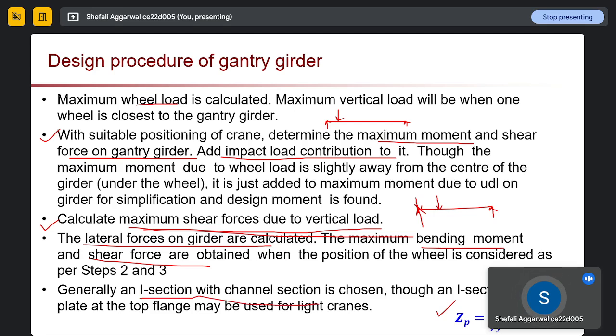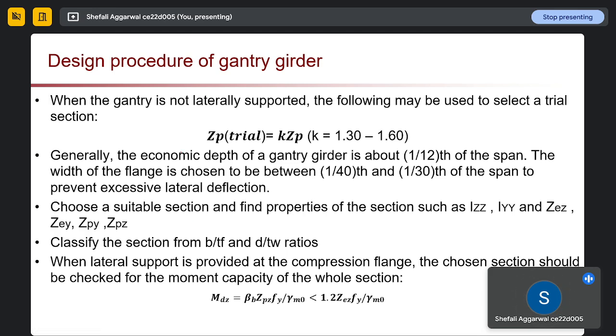We select an I section with a channel section. Using this section, we will provide some different checks to it, so we are doing a trial section. After selecting a trial section, these are the conditions that should be preferred. The economic depth of the gantry girder should be 1/12 of the span, and the width of the flange chosen should be between 1/40 and 1/30 of the span. So these factors we should make sure are followed when choosing a trial section.